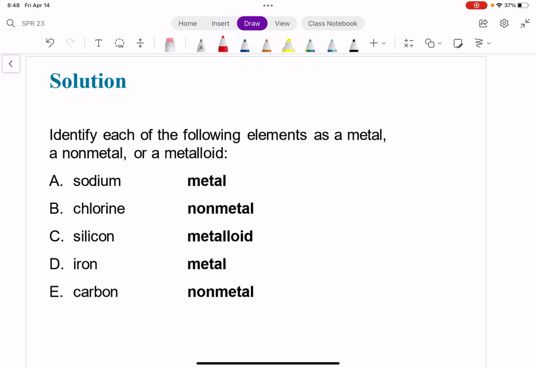Silicon, not to be confused with silicone. Silicon is the actual element name. Silicone is a different type of material that's man-made. Iron is a metal, and carbon is a nonmetal.